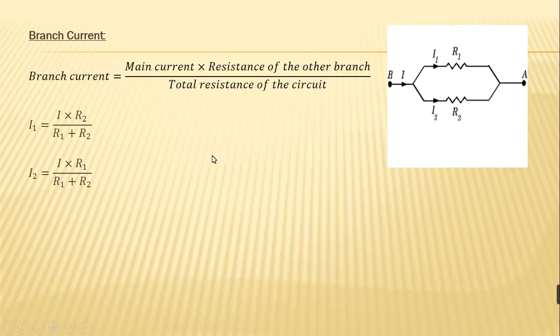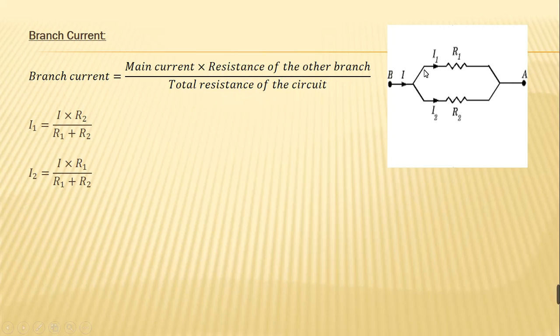Sometimes we make use of the branch current equation in solving the theorems, especially in solving Norton's theorem. So I am giving a little information about branch current also. Whenever the current is flowing into two branches like this, the main current divides into two currents, I1 and I2. We can calculate these branch currents using a simple formula: the branch current is equal to the main current times the resistance of the other branch divided by the total resistance of the circuit.